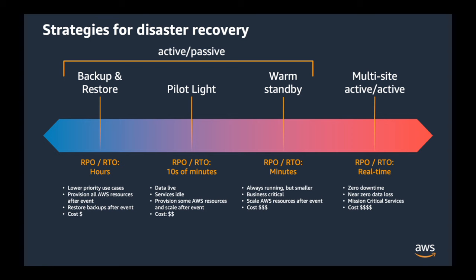Also under the active passive strategies here, you have pilot light and warm standby. And you can see that as you lower the recovery objectives across these strategies, they become relatively more costly. And you can see how you can begin to employ more stringent recovery objectives for business critical applications and services. And lastly, you have multi-site active-active on the farthest right. And with this strategy, you are aiming for zero downtime and near zero data loss. And these are fit for mission critical business services.